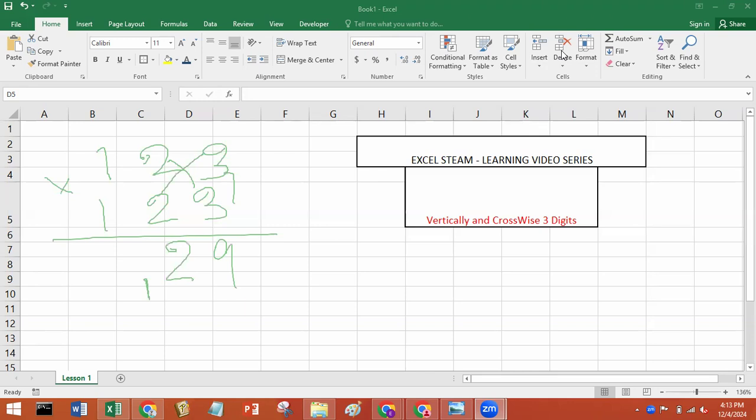The third step is that you again do crosswise, but you multiply the 1 with the 3. So we are multiplying the hundreds digit with the unit digit, and the one in the middle, we just multiply and add. So 1 into 3 is 3, plus 3 is 6, plus 2 into 2 is 4. So 6 plus 4 gives us 10, plus 1 is 11. So we write 1 with 1 carryover.